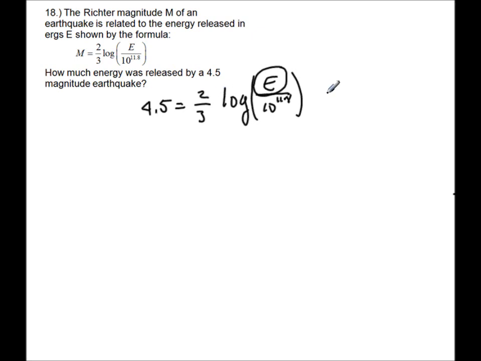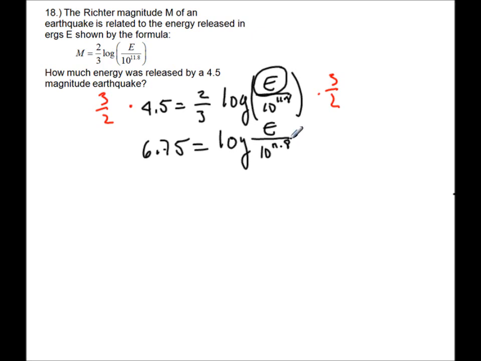So before I can get E out of here, I need to multiply both sides of the equation by 3/2. That gets rid of this, then I multiply by 3/2 over here. And so then that ends up with 6.75 equals log E divided by 10 to the 11.8.